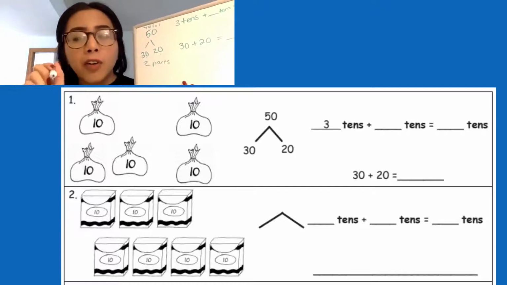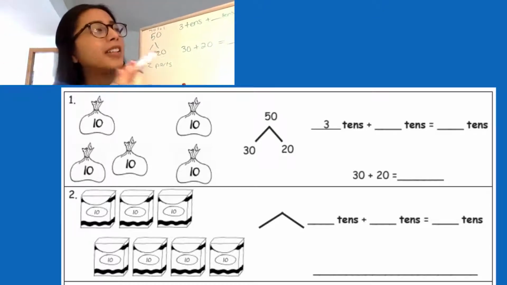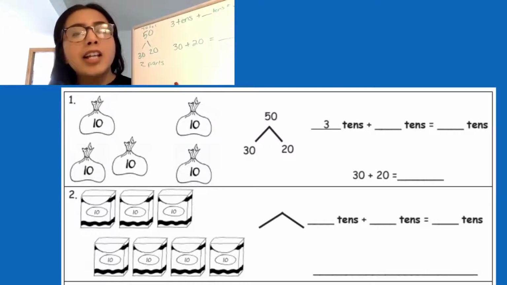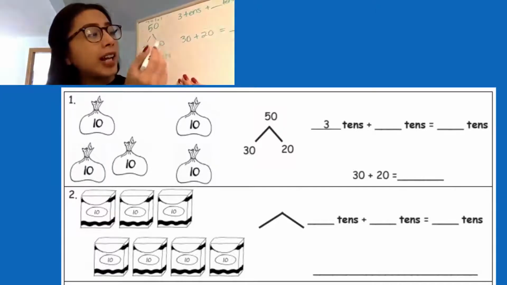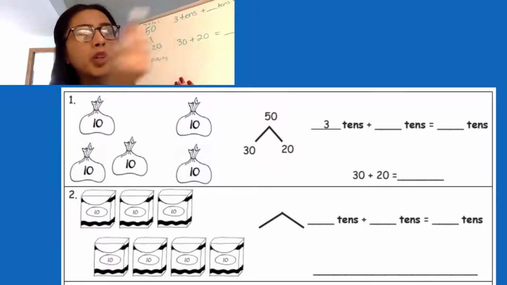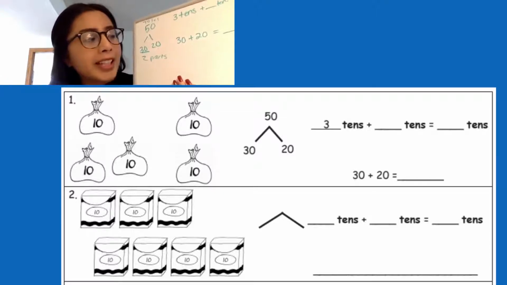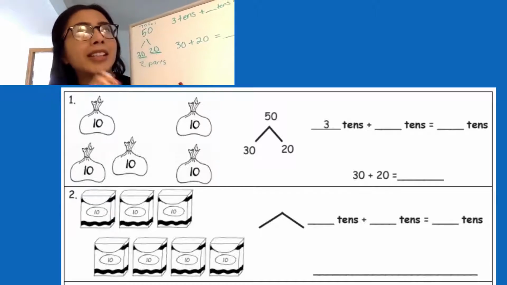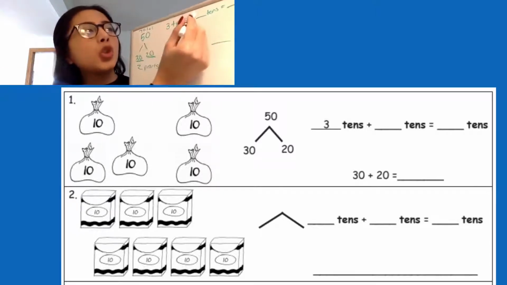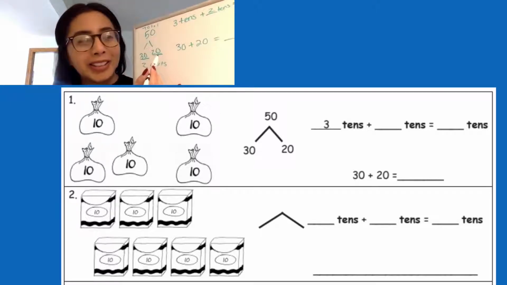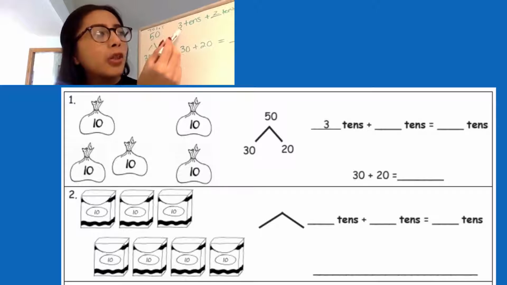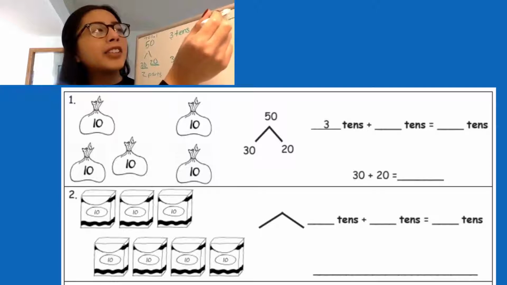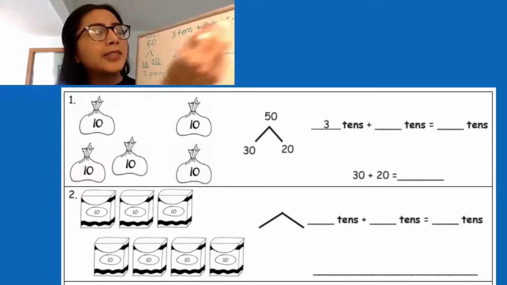So let's see if we can solve our number sentences that we have on the side. The first one says 3 tens plus blank tens equals blank tens. So I already know that 3 tens is one of our parts. We already have that there. And if we're going with the say 10 way, I look at my second part, 20. How can I say 20 in the say 10 way? I say 2 tens. 2 tens is the same as 20. And now if I add that together, 3 tens plus 2 tens, 3 plus 2 is 5 tens. My answer is 5 tens.